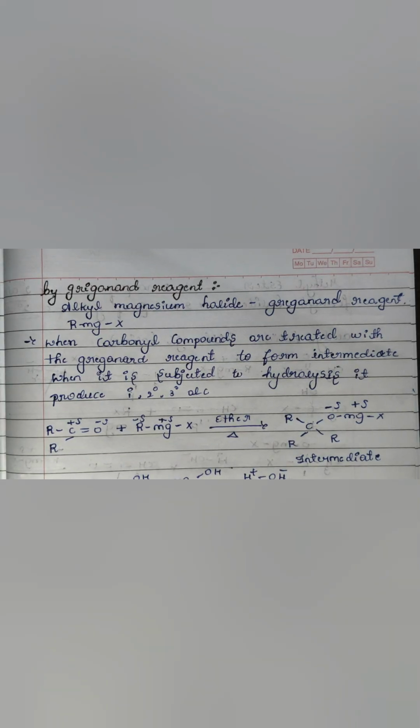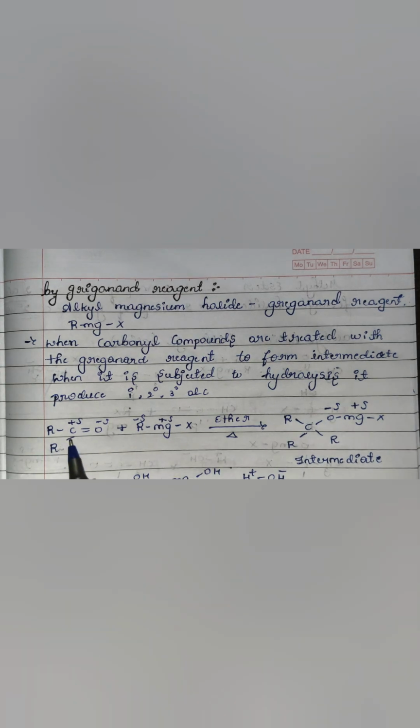Next one is preparation of alcohols from carbonyl compounds by Grignard reagent. Alkyl magnesium halide is called a Grignard reagent. When carbonyl compounds are treated with the Grignard reagent, an intermediate forms, and when it is subjected to hydrolysis, it produces primary, secondary, or tertiary alcohols. For example, this is a ketone. The ketone is treated with the Grignard reagent in the presence of ether, and it gives an intermediate.